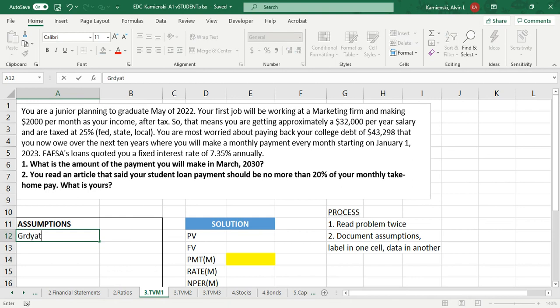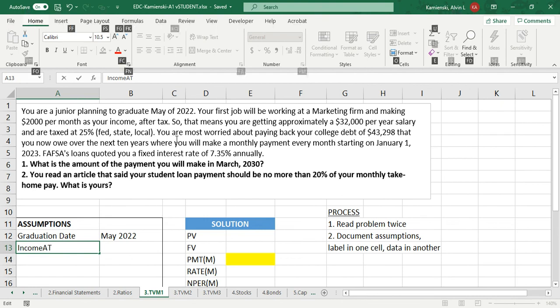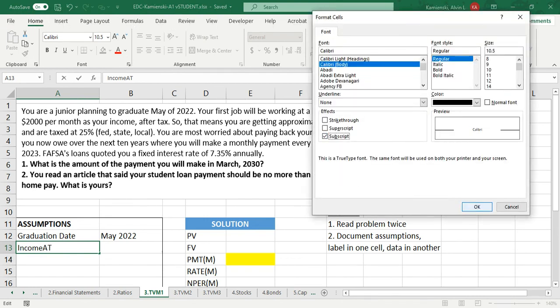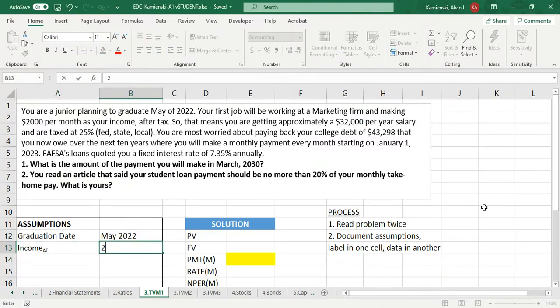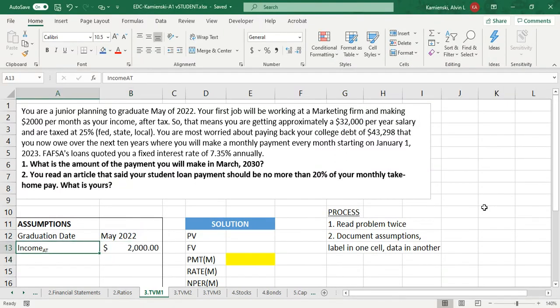So for example, we see in here that we're going to have a graduation date of May 2022. And you're going to work at a marketing firm and you will make $2,000 per month as your income. So here's your income after tax because it says 2,000 after tax. I'm going to highlight that. And I like using subscripts so that things have nicer labels on them. So income after tax, $2,000.